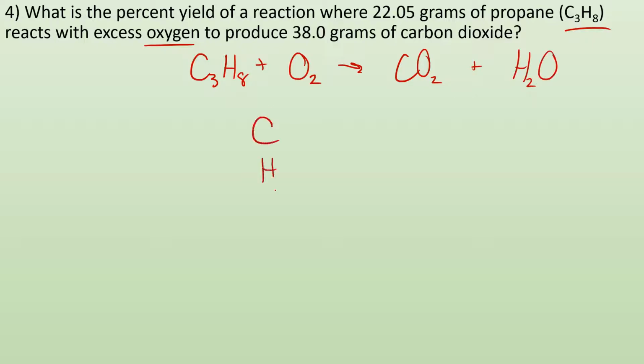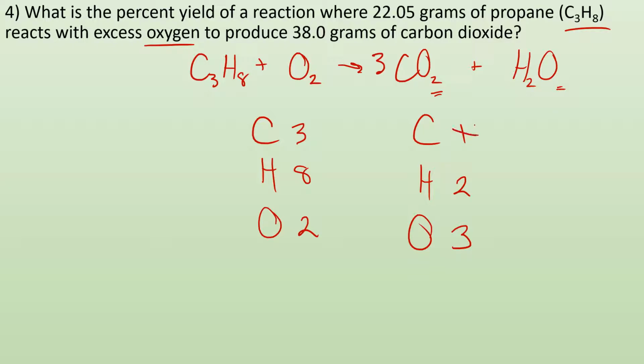All right, CHO. I got 3, 8, and 2. I got 1, 2 hydrogen, but I have 3 oxygen. I got 2 right here, and then I got 1 over there. So let me fix the carbons. I put a 3 in front of that CO2. I end up with 3 carbons, but I also changed the number of oxygen. Now I have 7, because I have 3 times 2 plus this one over here. I fixed carbons. I messed up oxygens even more.